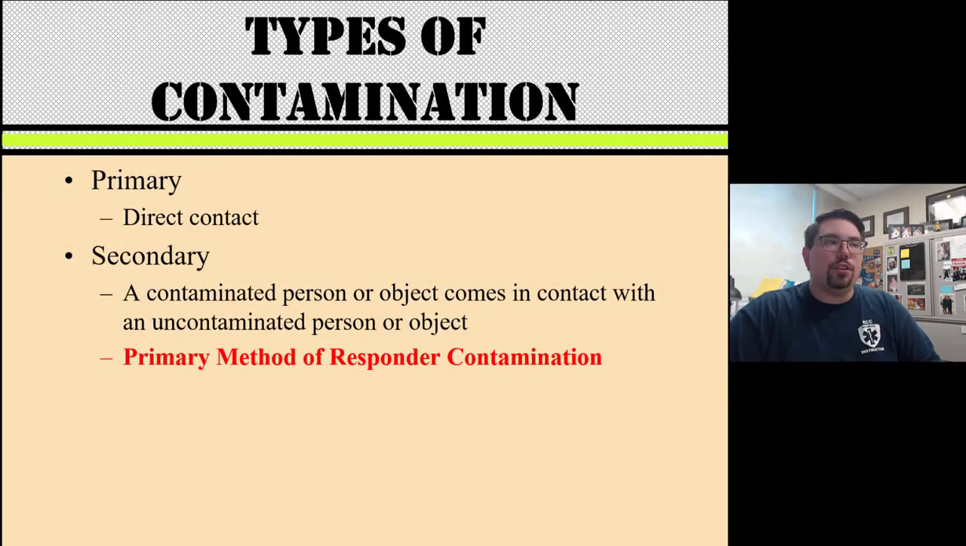Types of contamination, you have primary, which is a direct contact. Secondary is where a contaminated person or object comes in contact with an uncontaminated person or object. This is the primary method for responder contamination. The patient is not properly decontaminated, or your equipment is not properly decontaminated, and it continues to spread the material with other personnel.